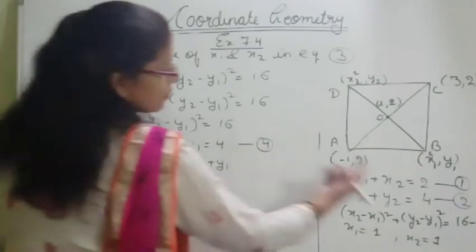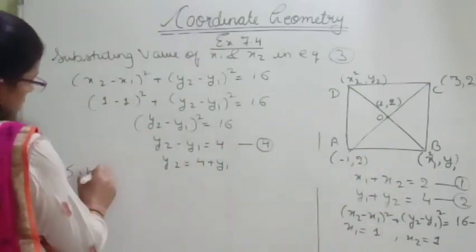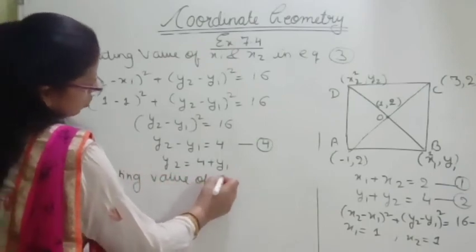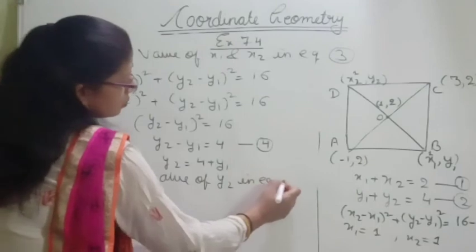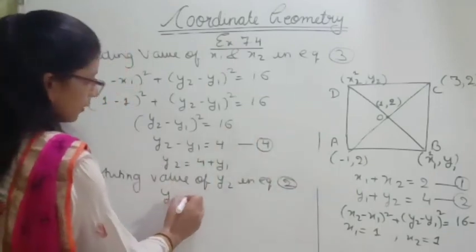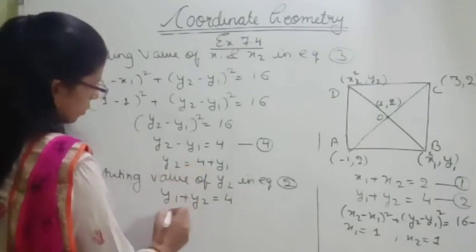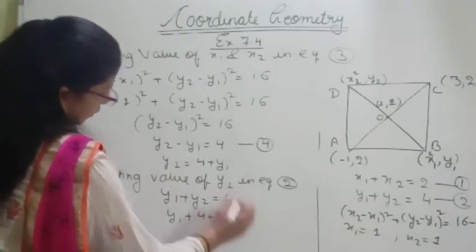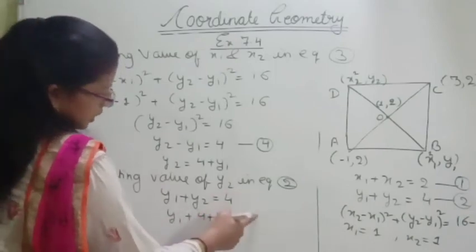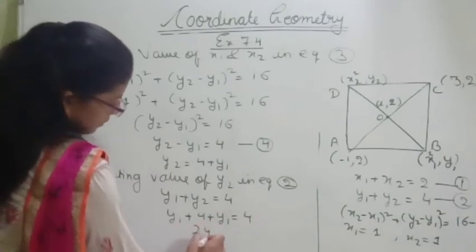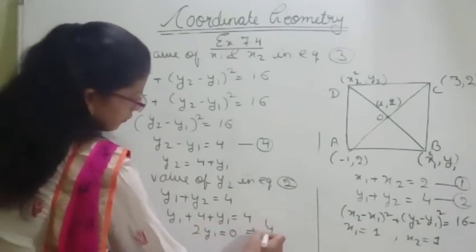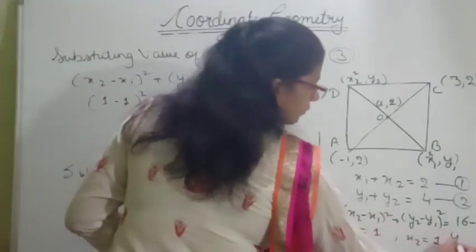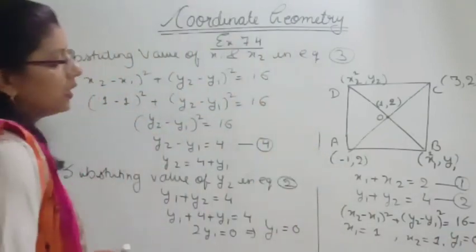Now we are substituting the value of y2 in equation number 2. Equation 2 you write first: y1 + y2 is equal to 4. So y2 is 4 + y1, which gives y1 + 4 + y1 is equal to 4. Okay, so 4 you send to this side, 4 minus 4 is 0. So 2 times y1 is equal to 0, which shows y1 is equal to 0. So now one more thing we got: y1 is equal to 0.